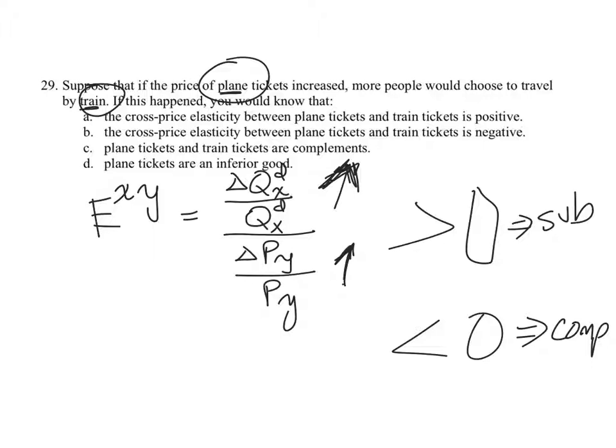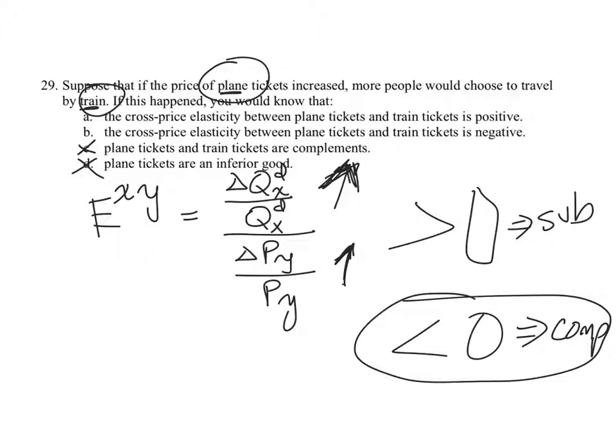So back to the question. Plane tickets are an inferior good. No, that refers to income elasticity of demand, not cross price elasticity. Plane tickets and train tickets are complements. No, because the cross price elasticity would be negative if they were complements. And I would say don't memorize that. Just when a cross price elasticity of demand question comes up, think through it. If it's two things, bagels and cream cheese, if the price of bagels went up, well, I'd eat less bagels and I'd also eat less cream cheese. So just think through an example of things you know are complements, things you know are substitutes.